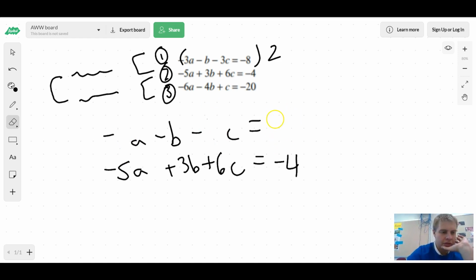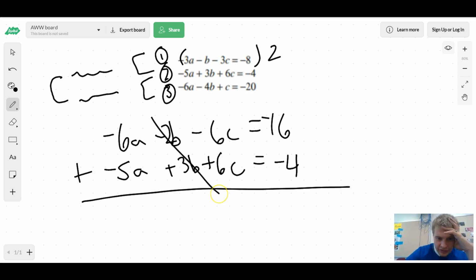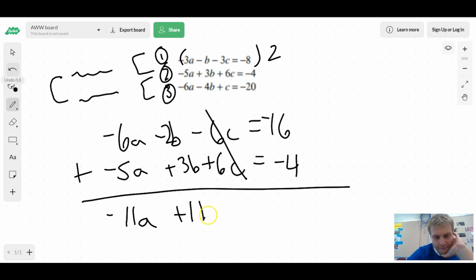Let's do that. So this would give me 6, 2, and 6, and that would give me negative 16. Now we'll add these together. Cancel negative 11a, or whoops, my bad, I canceled the wrong one. Cancel negative 11a and 1b. And that's going to equal negative 20. So that's one of my equations.